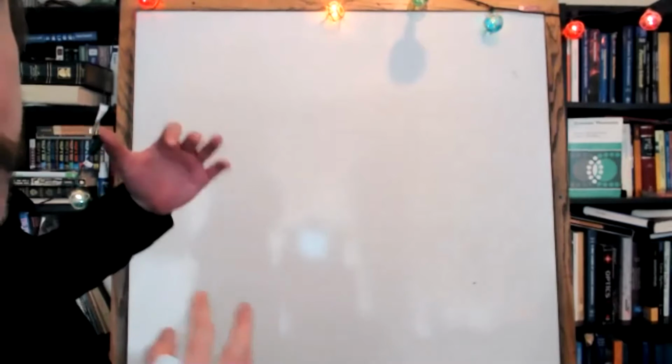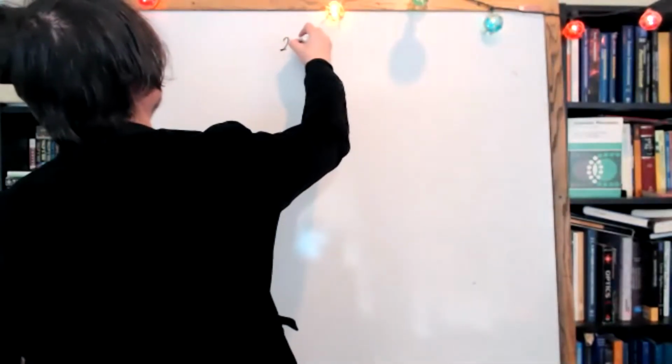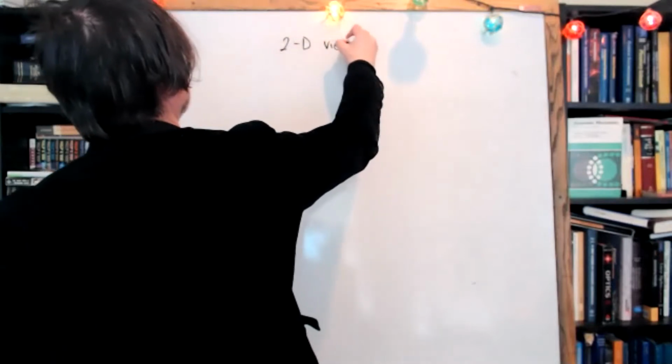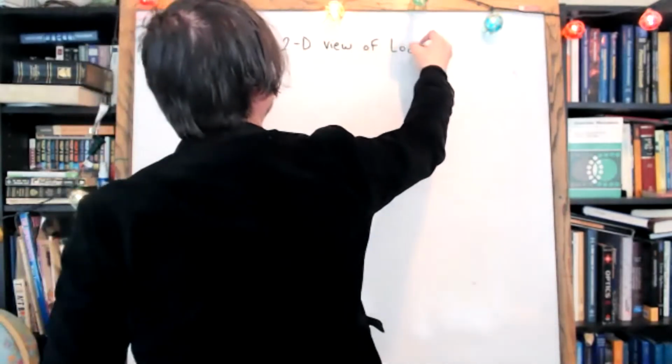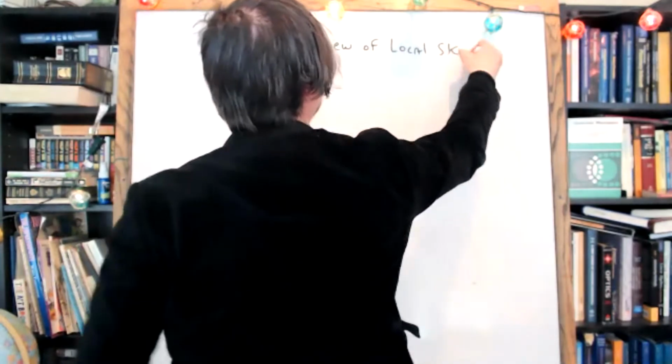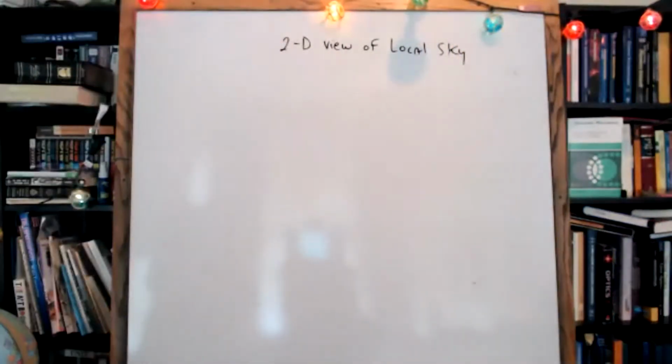Okay, we're going to make a two-dimensional view of our local sky. This is a good practice because you can use this to solve problems in the test by making a diagram. And this is going to be very similar to the three-dimensional picture that we made last time.